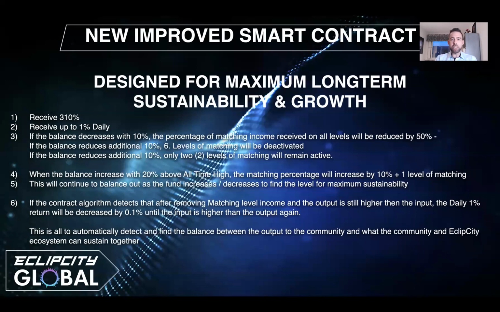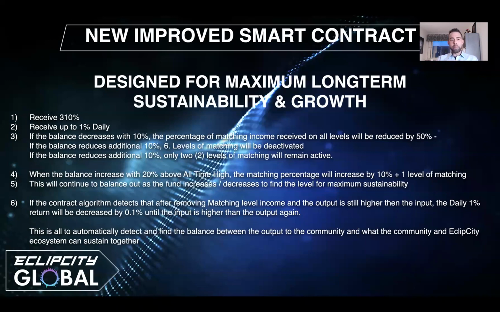That is the passive residual income that we can build for ourselves. Now, when the balance increases by 20%, because that is what will happen. Let's say the balance reduces by 10%, the matching income will be reduced by 50%, meaning 50% less output. Now the balance will start to grow. When the balance increases by more than 20% above the all-time high, that means if it was at 400 and it dropped 40 and it goes back up to 440, the matching percentage will now increase by 10% and plus 1 level of matching will be added if they have been removed.